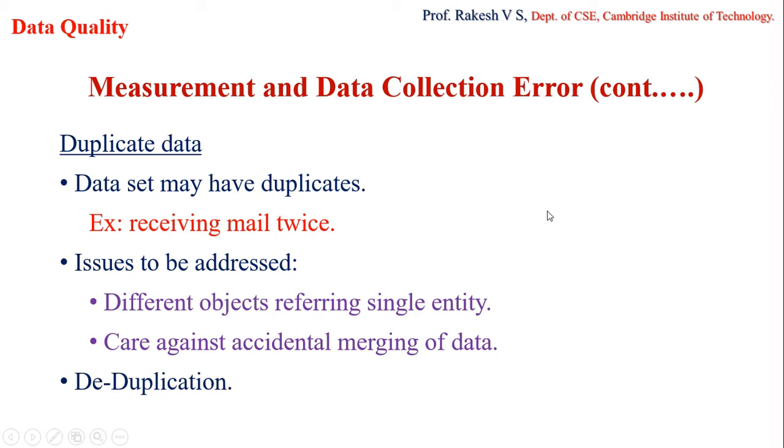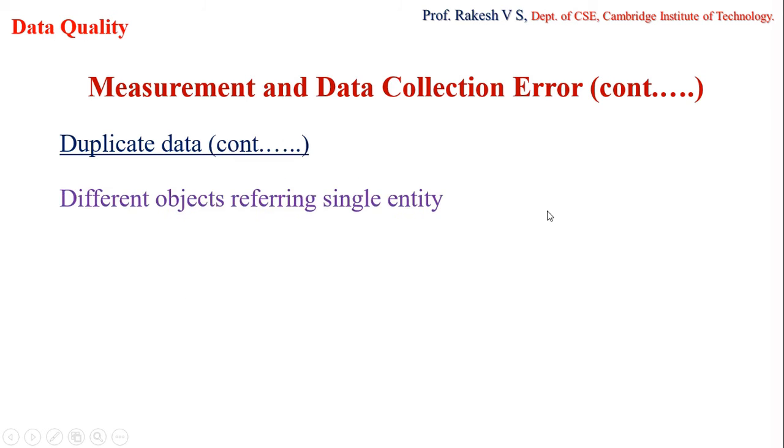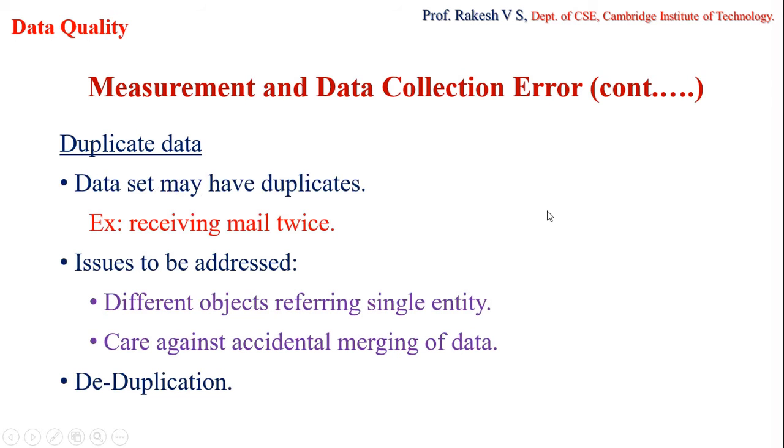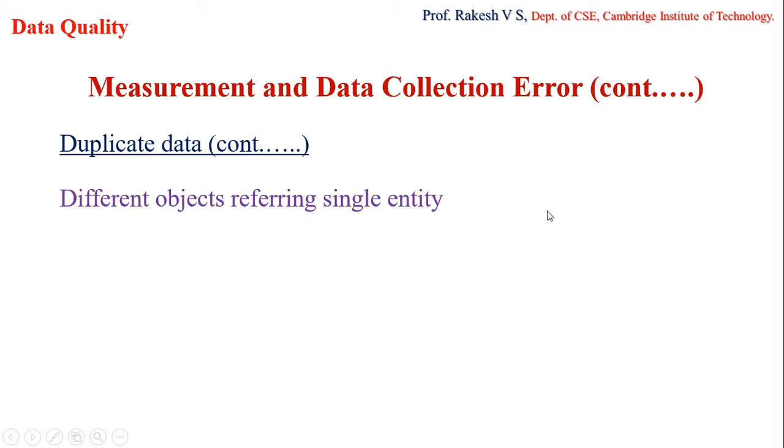So here, let us consider an example. The process of dealing with such duplication issues, we call deduplication. So what is deduplication here? Deduplication is nothing but the process of dealing with the issues with respect to duplicate data. Say consider different objects referring to a single entity.